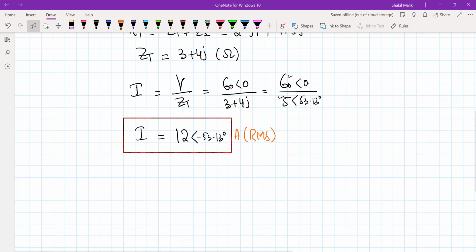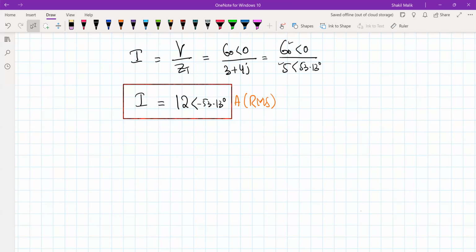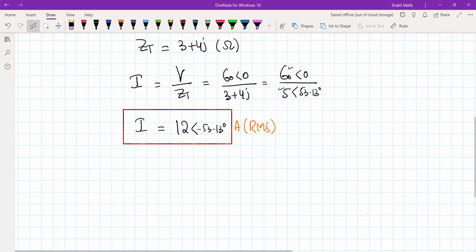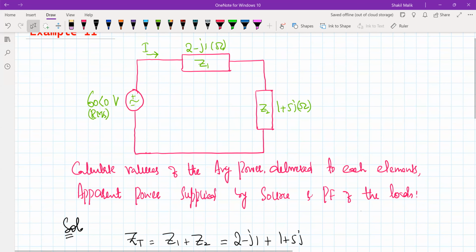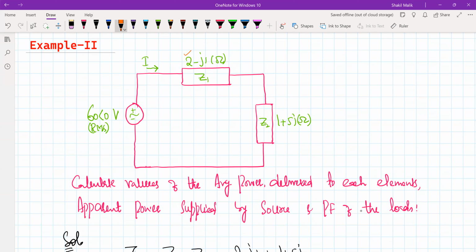Now, in the previous session, we saw how we define the power absorbed by the resistor. The real part of this element is the resistance of the element, and this is the reactance of this element. This element will consume power or absorb power because this is resistance.